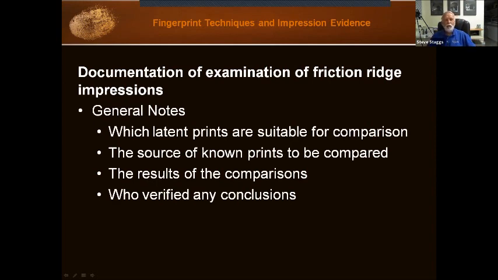So we're going to indicate in our general notes which latent prints are suitable for comparison, the source of the known prints to be compared. Now, where did the known source come from? The donor. There's a 10 print card, or it's through AFIS, we note that. And then also the results of the comparisons and who verified the conclusions. So in other words, this general notes part is like a summary. And then we go into some other detail.